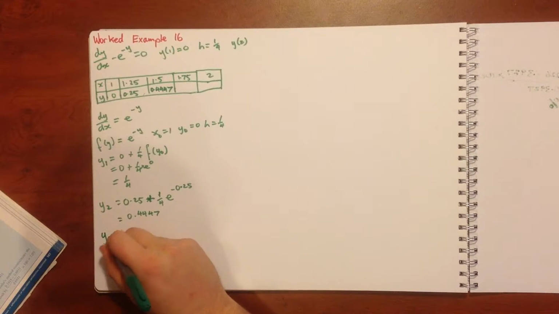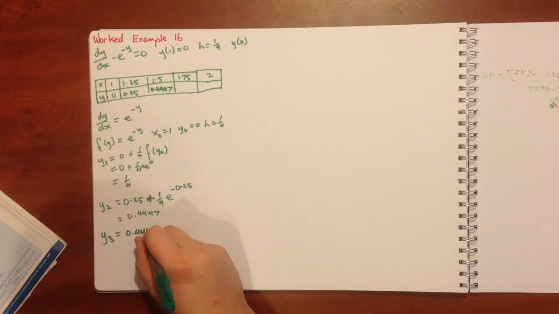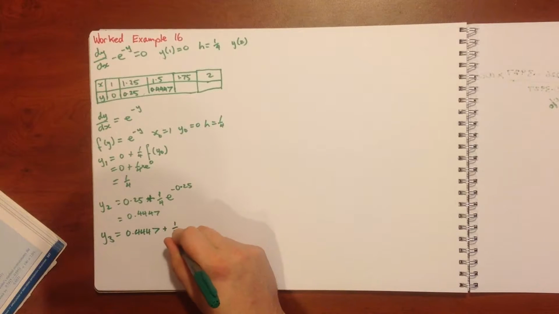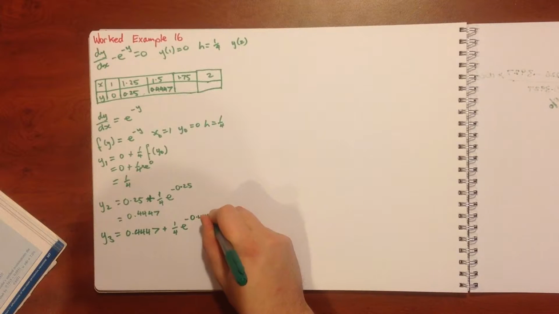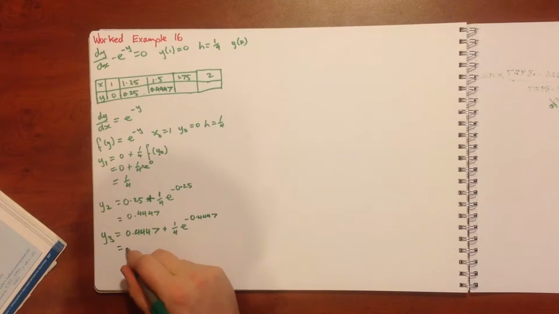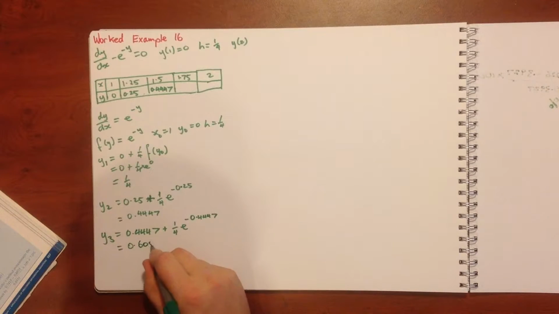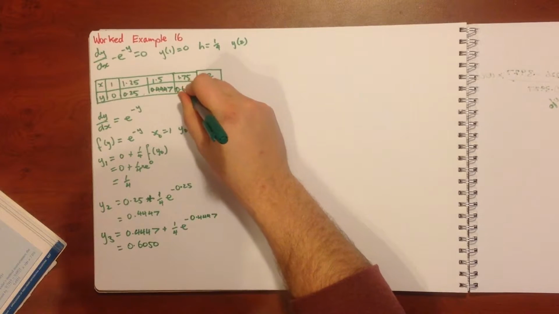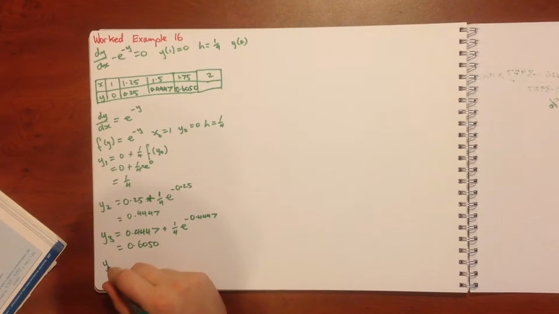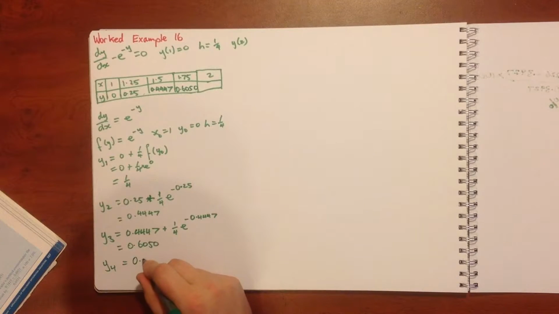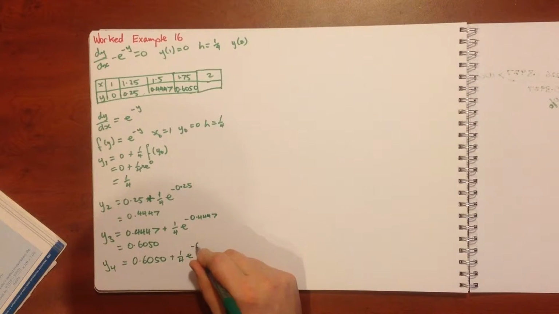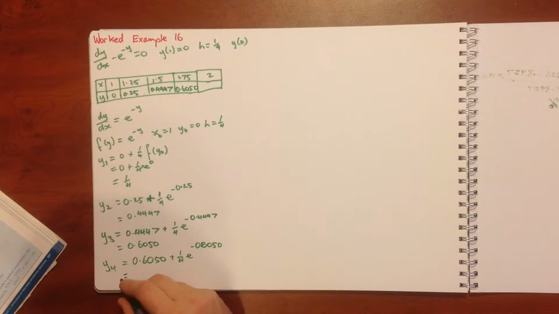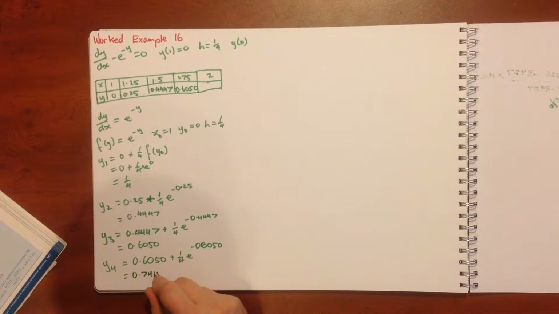So our y3 equals 0.4447 plus a quarter e to the negative 0.4447, which gives us the value of 0.6050. That's our starting point for our next one. y4 equals 0.6050 plus a quarter e to the negative 0.6050, which gives us a value of 0.7415.